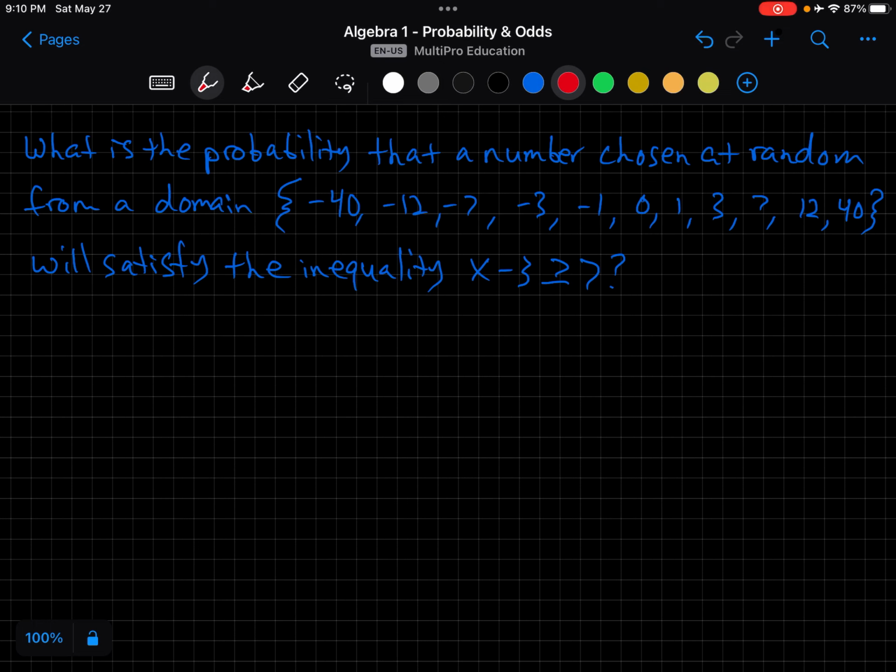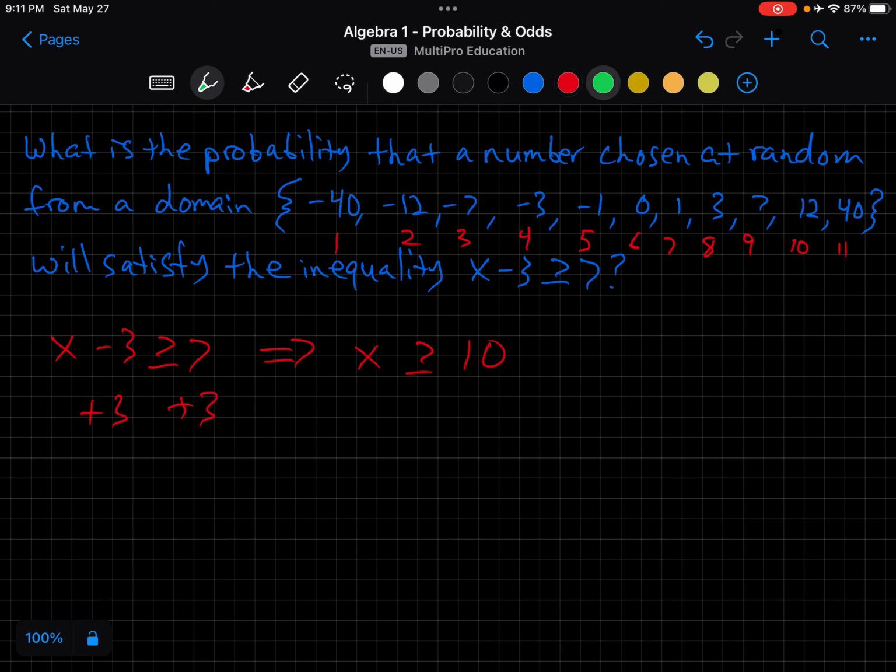Alright. So, we have the inequality x minus 3 is greater than or equal to 7. Let's say that we rewrite this with plus 3 on each side. So we have x is greater than or equal to 10. So we know that our sample space here is this whole domain. And how many numbers are there? I see 1, 2, 3, 4, 5, 6, 7, 8, 9, 10, 11 numbers.